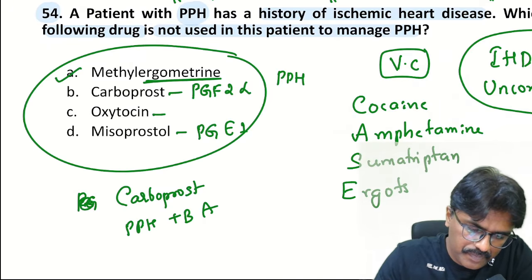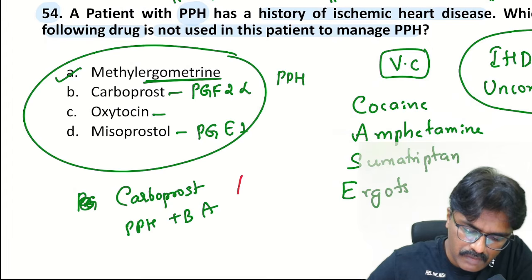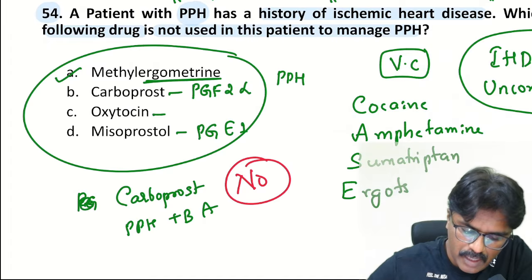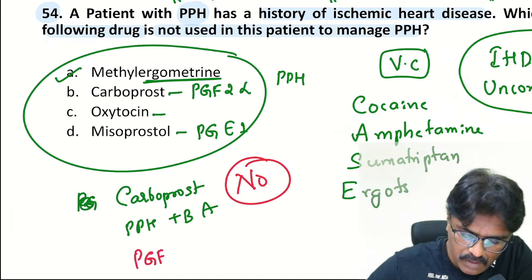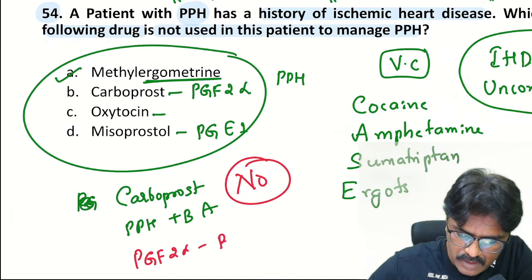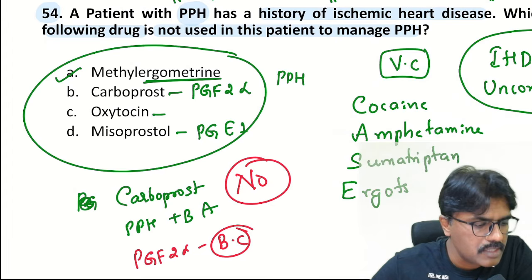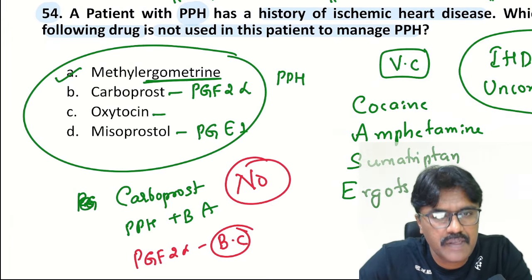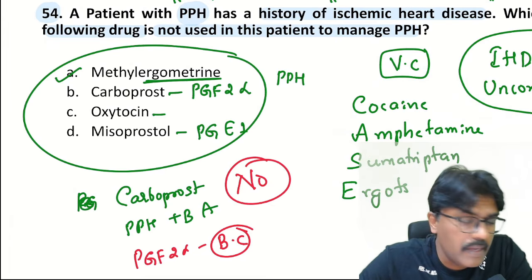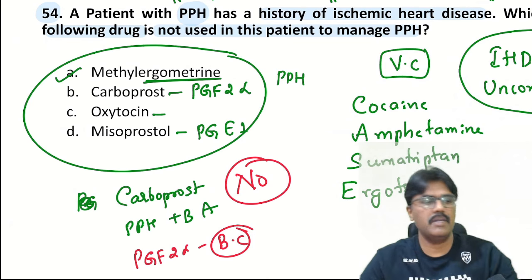No, carboprost is not given. The reason is carboprost is a PGF2 alpha analog and that causes bronchoconstriction and worsens the asthma. So we don't give it in this. That is another case they can ask you from OBG. Please note that down.